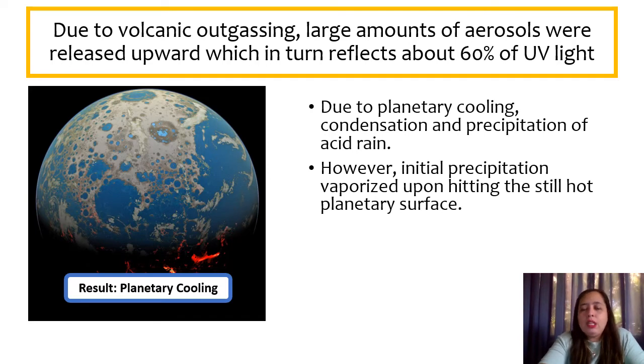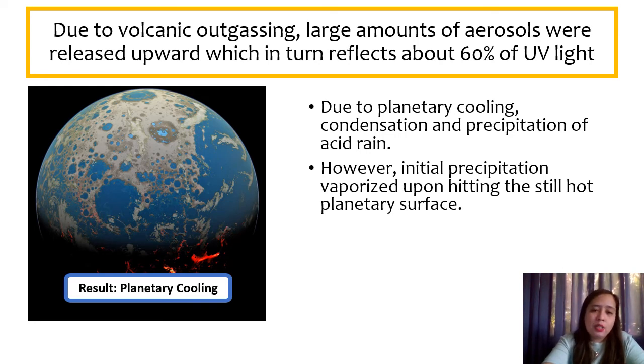However, the initial precipitation, of course, vaporized upon hitting the ground at first, around 4 billion years ago, because the ground was still hot. But one thing is good. Because of these outgases, we now have increased planetary albedo. The increased planetary albedo will cause increased planetary cooling. So, as time passes, the Earth is now cooling. It did not happen in a snap of time that the ground became cold.